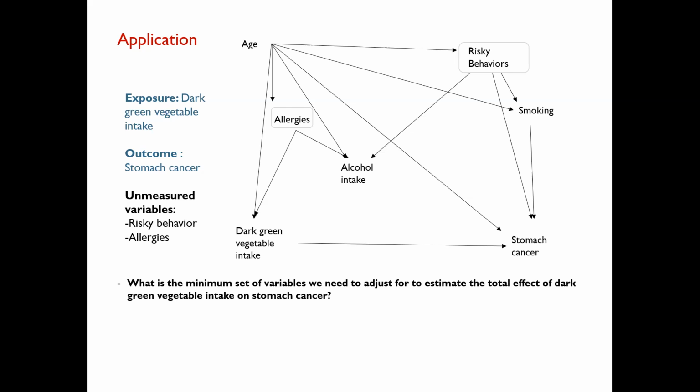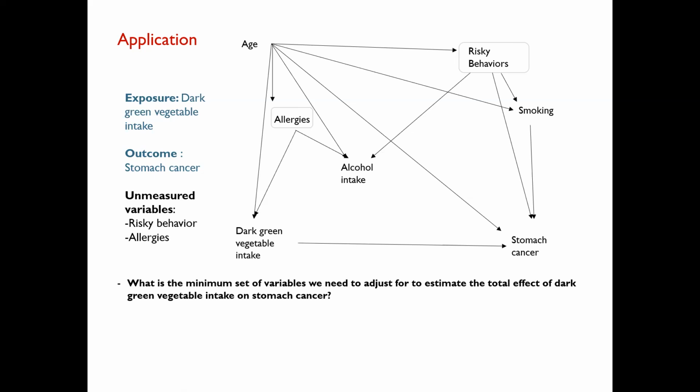Okay, is it clear? Did someone face any problem using the DAGitty software, or is it clear for everyone? It's clear for me, but when I did my DAGs, I did not set risky behavior and allergy as unobserved, and still I got only age.